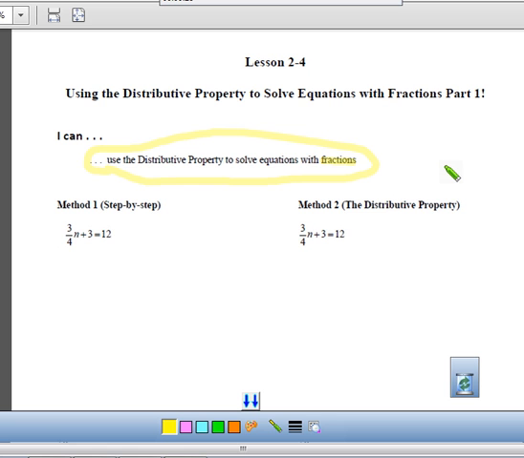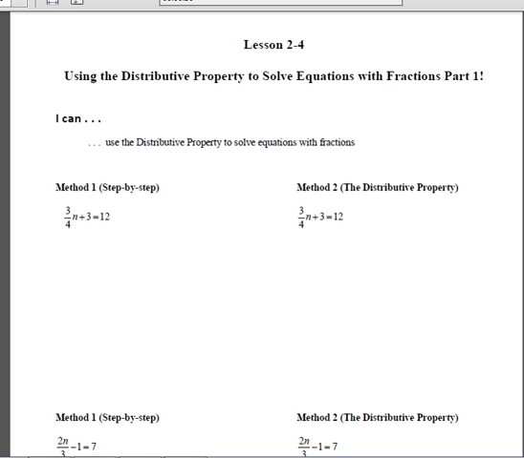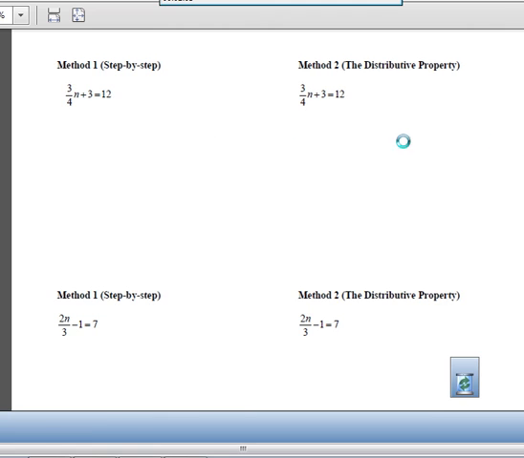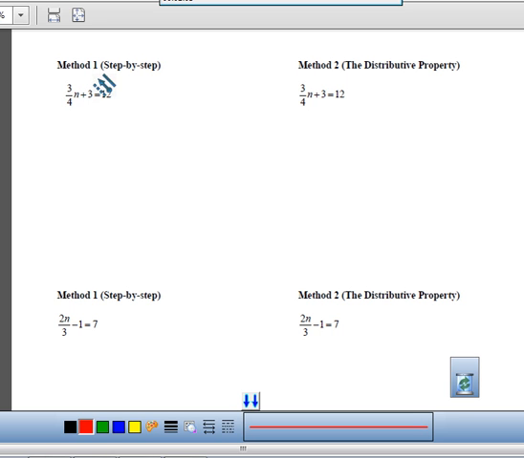Alright, so we're looking at page 15 in your notes packet, and I'm going to move this down so we can see everything. We have two methods here. The first method is step-by-step. Basically, it's what we've done already with solving equations. The other method is using the distributive property. So let's walk through this example. We're going to use the same example two times, two different methods. We've got 3/4 n plus 3 equals 12. So we have a fraction in this problem.